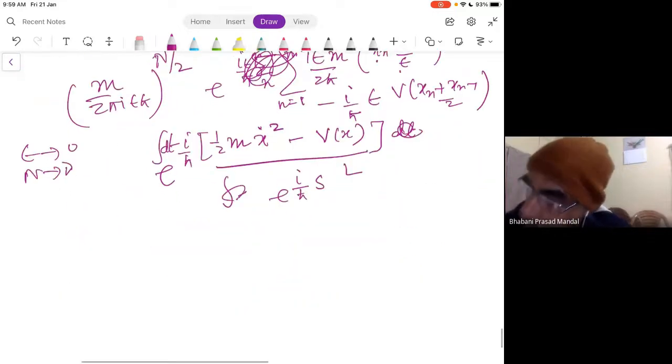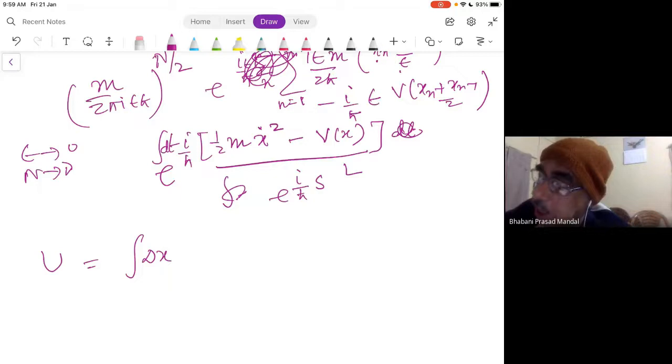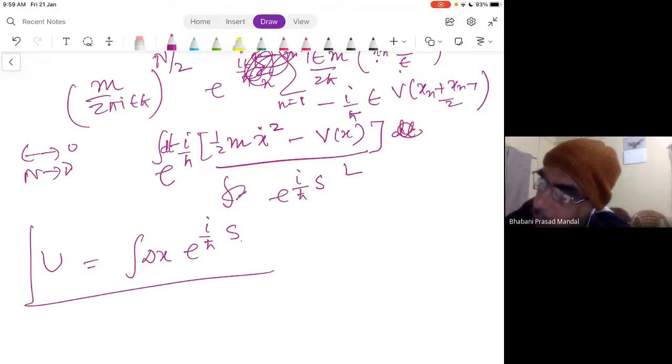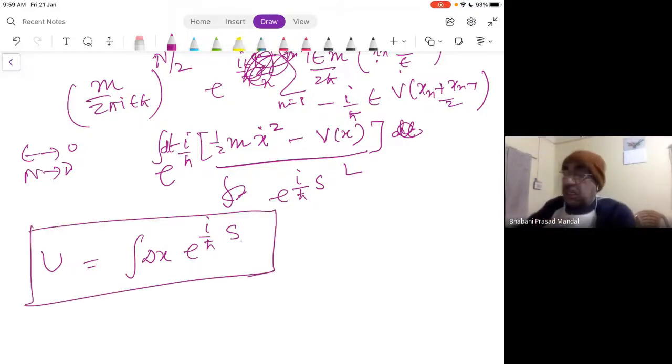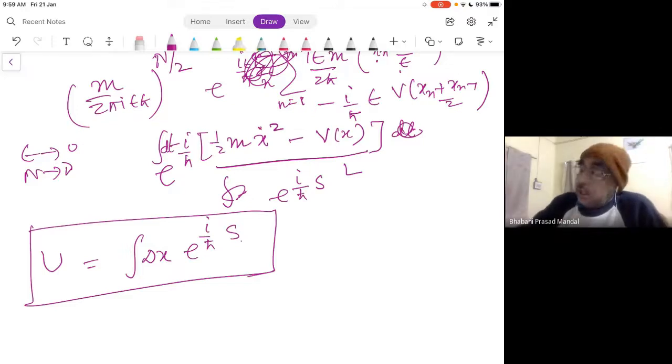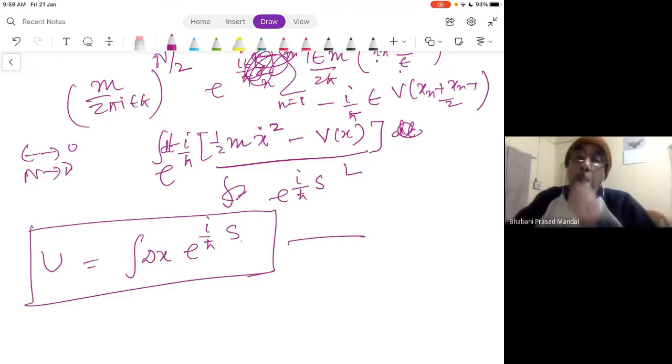So final U is now only x integration. P integration has been done. E to the power i by ħ S. So this is your amplitude in path integral. Why is it path integral? What is the meaning of this formula? We'll discuss in next class. I just completed this derivation.